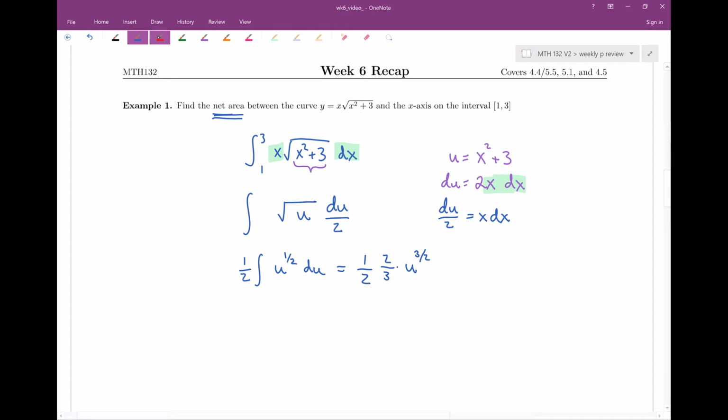All right, so let's go ahead and do a little bit of cancellation here and just simplify this down. So we're going to have 1/3, and instead of u, let me go ahead and rewrite this as x squared plus 3. This is going to be raised to now the 3/2 power. And remember, I want to evaluate this from 1 to 3. So that's from x equals 1 to x equals 3.